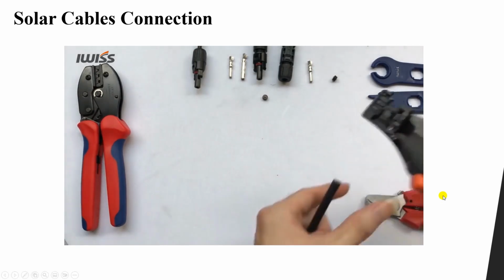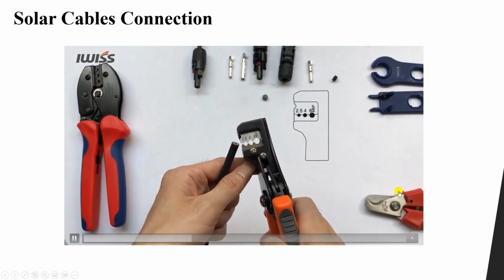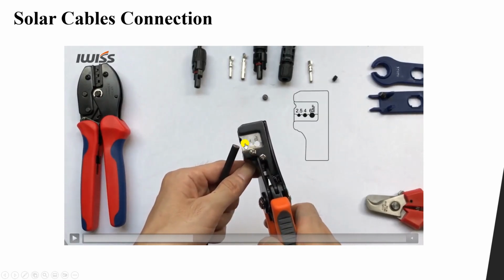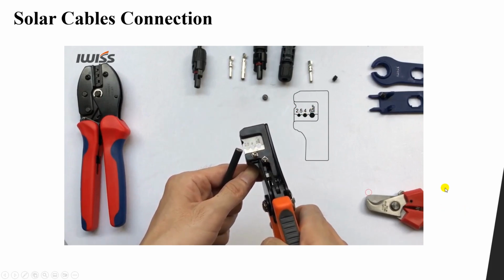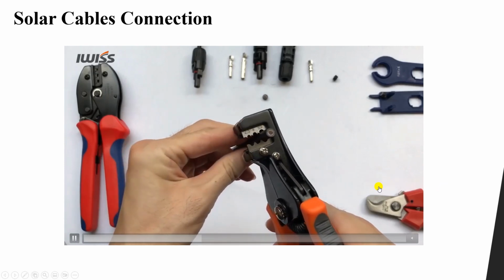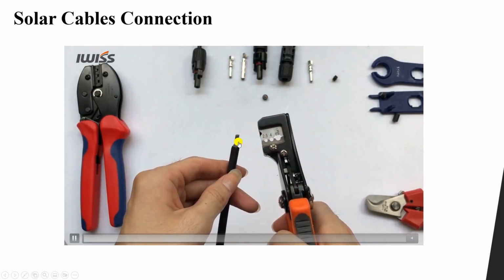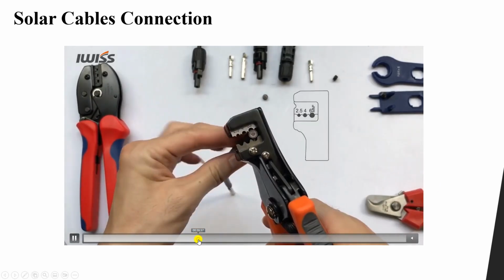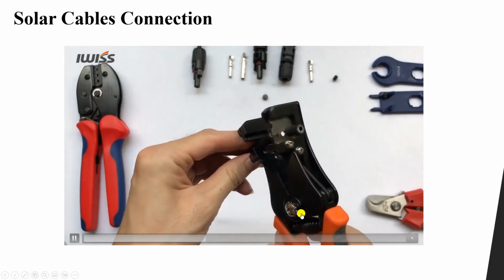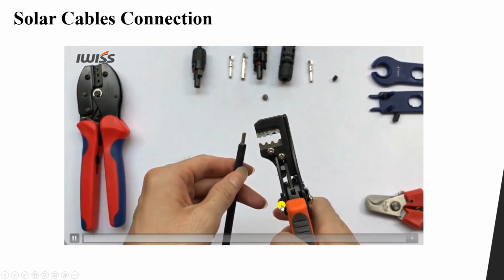Okay, then we are going to use the solar stripper tool. You can see that here we have 2.5, 4, and 6 millimeter square. So depending on the cross-sectional area of the solar cable, I'm going to put it inside one of these holes. So as you can see, we put it like this, and then when I compress, you will find that the insulating material is removed. So if we get back here like this again, you can see when I compress, the insulating material is removed.